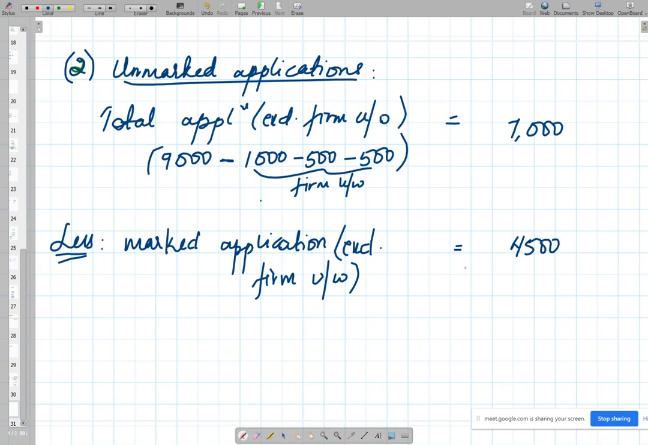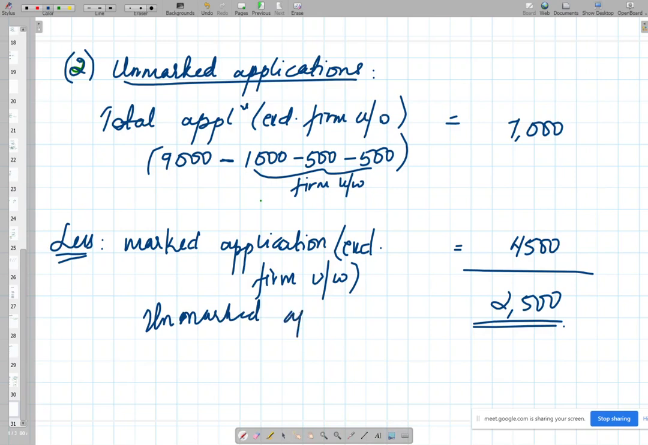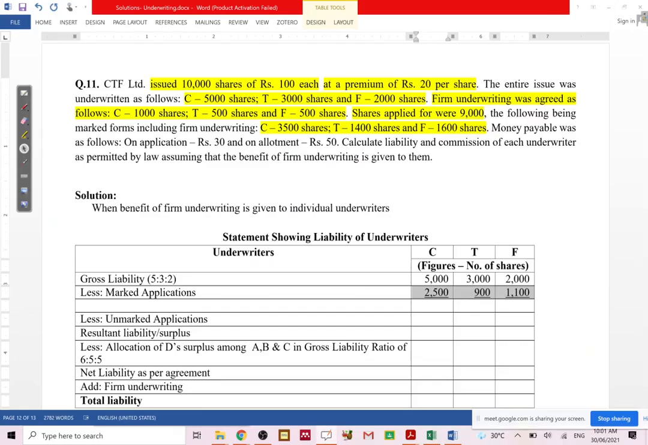Minus these, okay, and after you minus, you are left with 2,500, which are unmarked applications. Is that fine? So unmarked applications received from public, excluding firm underwriting. No firm underwriting is included in them. So after receiving from public, these are the unmarked applications, which is 2,500.